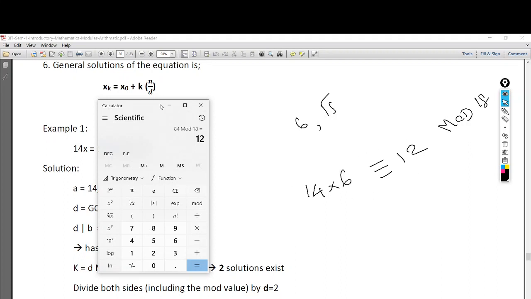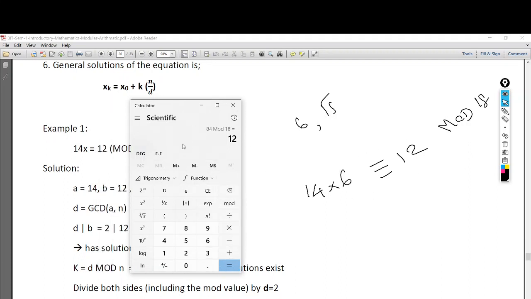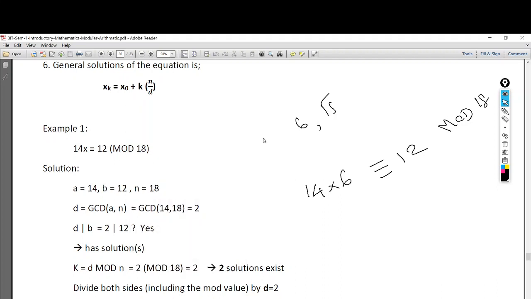That satisfies. Let's double check the second one also. The second one is 15, so 15 into 14, because x is 15. 14 into 15 is 210. Let's take the mod of 18 and check whether that is also 12. Yes, that is also 12. So 6 is an answer and 15 is an answer. Both are answers. You can see it's very difficult to guess and find that.